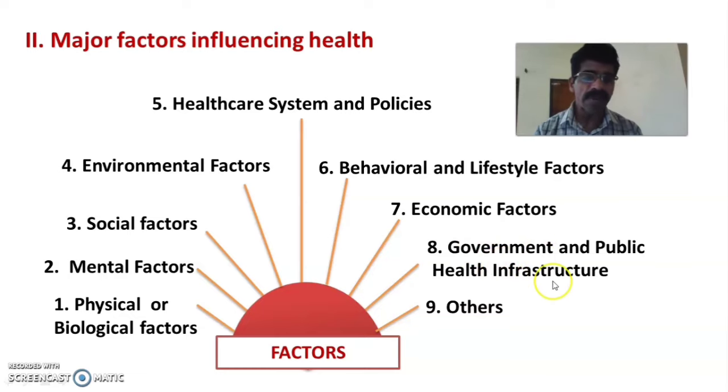Then government and public health infrastructure or institutions, and other factors. So these are the major factors which influence the health and well-being of each and every individual: physical or biological factor, mental factor, social factor, environmental factor, healthcare system and policies, behavioral and lifestyle factor, economic factors, government and public health infrastructure or health sectors related factors, and others. Modern technology advancement all comes under other factors.